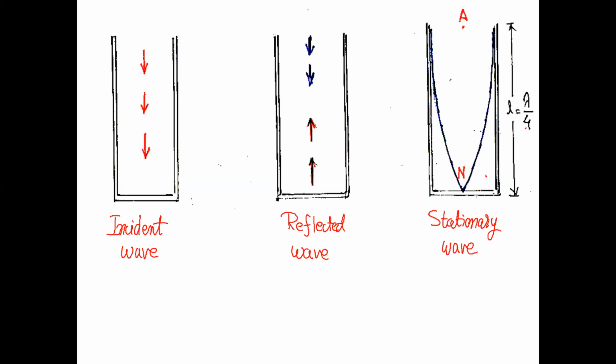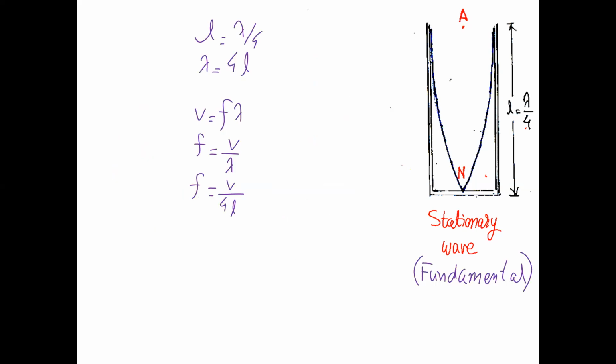When you have a closed pipe, there is always a node on the closed end and always an antinode on the open end. Look at this derivation. Now it is node to antinode, so it is lambda by 4, because node to node is lambda by 2. We use the formula to find the frequency. Look at this small derivation.